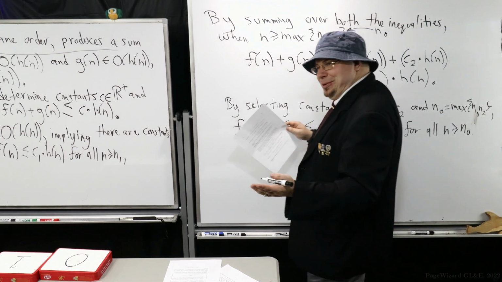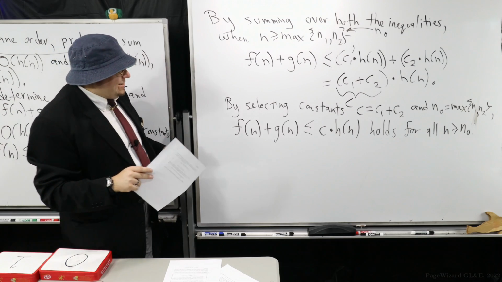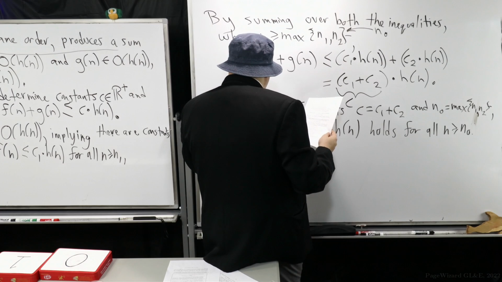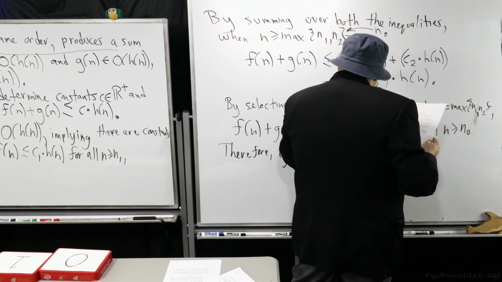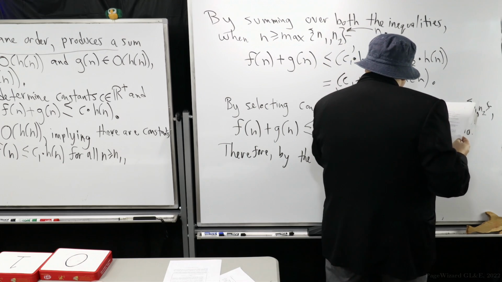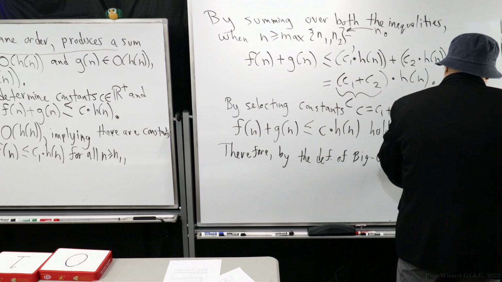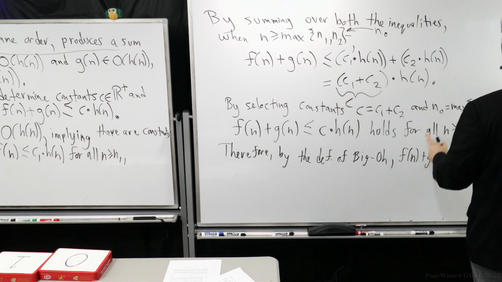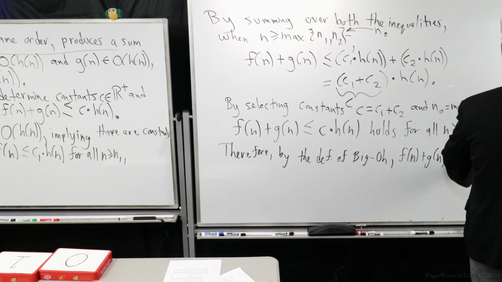So now I just need to pull up the definition of big O, and then we're done with this proof. Isn't that nice? So now I have the two constants. Therefore, by the definition of big O, we know that f plus g is big O of h. And that completes the proof.